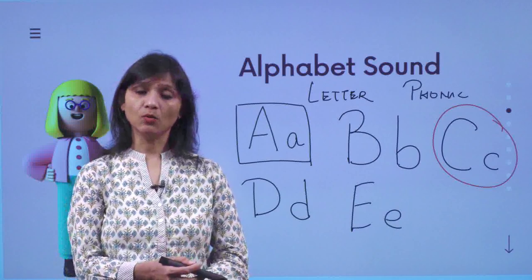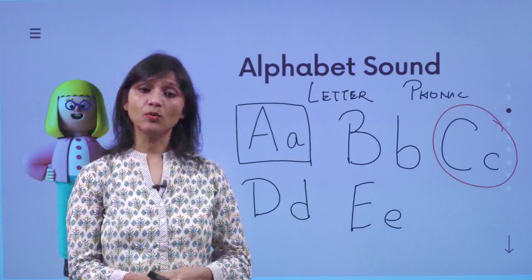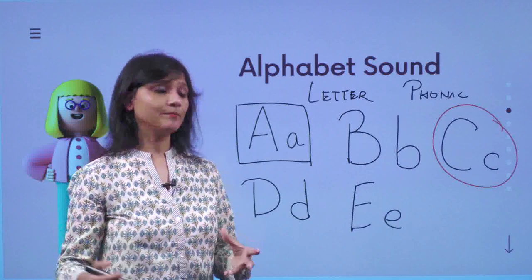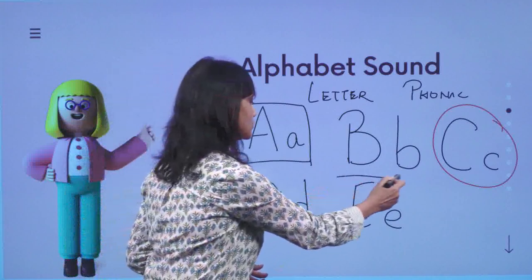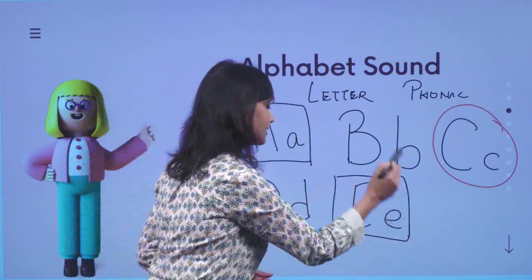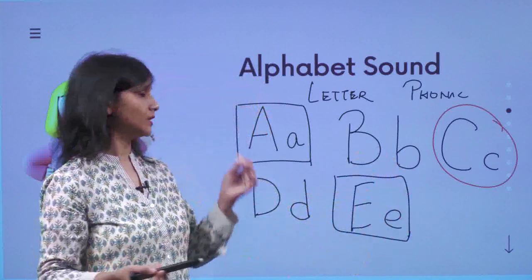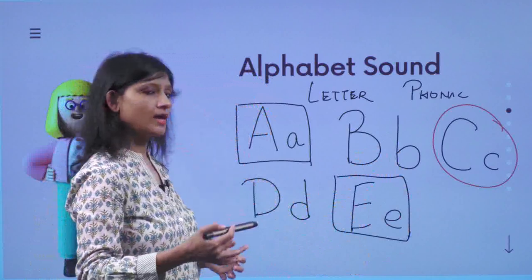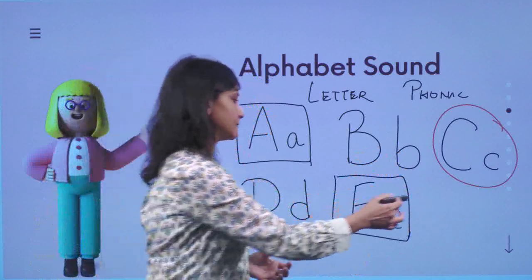Elbow. E, e, elbow. E, e, egg. Alright? I'm going to put E also in the box. Why? Because E is also a vowel. Now, the next letter.